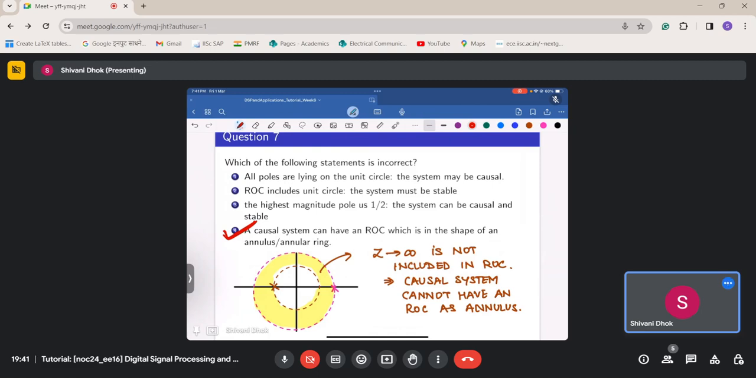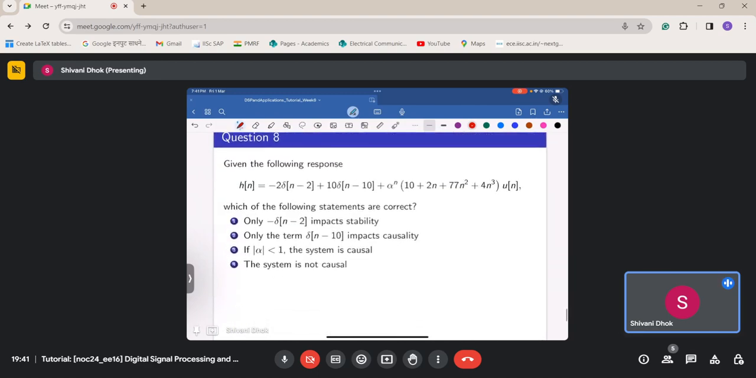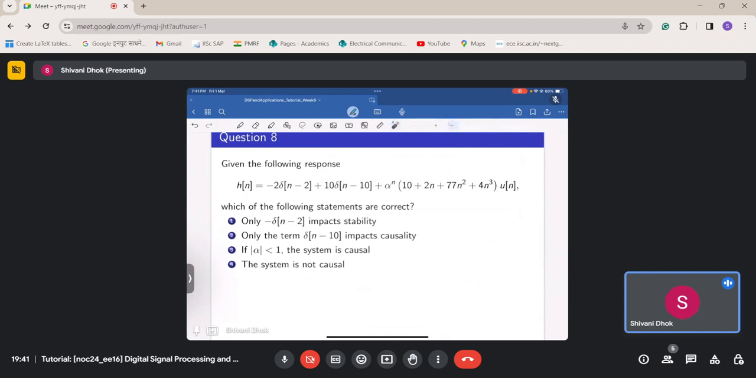Okay, if there are no questions, then let me go ahead with the next question, which is question number 8. So this is the impulse response that is given to us, h of n, which is minus 2 delta n minus 2, plus 10 delta n minus 10, plus alpha to the power n, 10 plus 2n plus 77n square plus 4n cube u of n. Which of the following statements are correct? So we need to look at which of the following statements are correct.